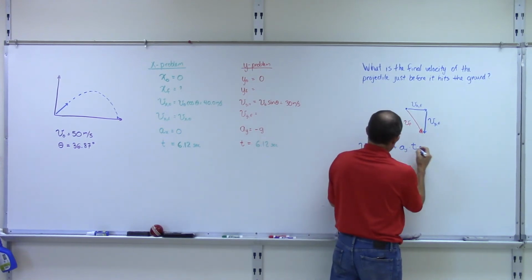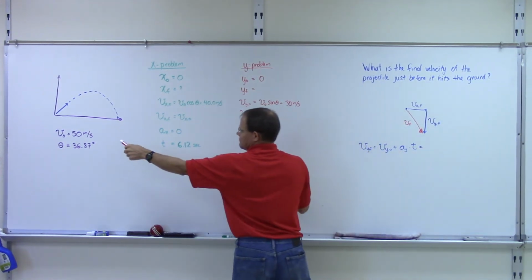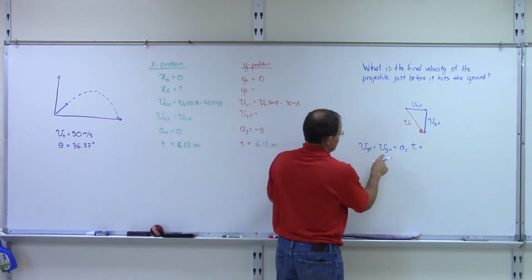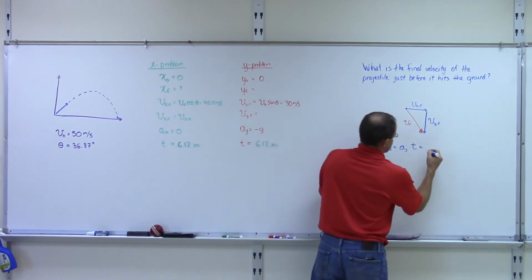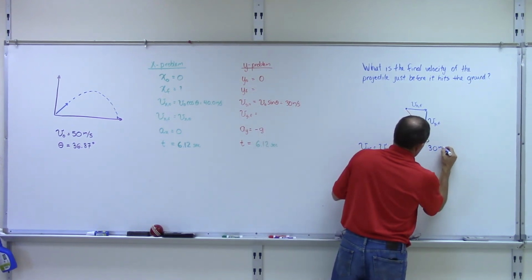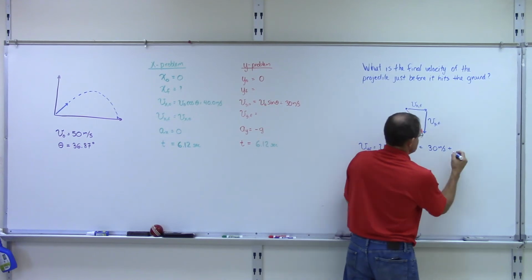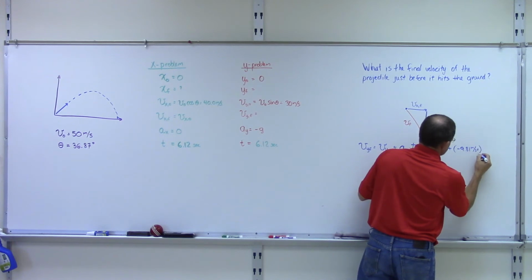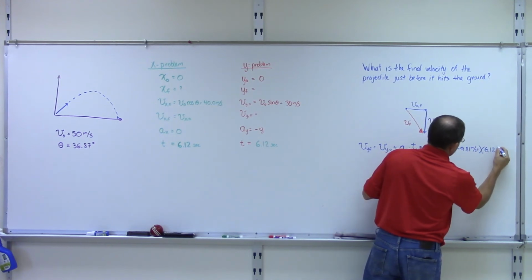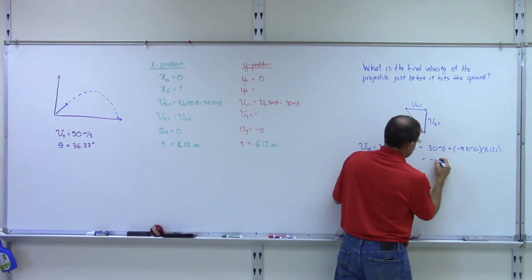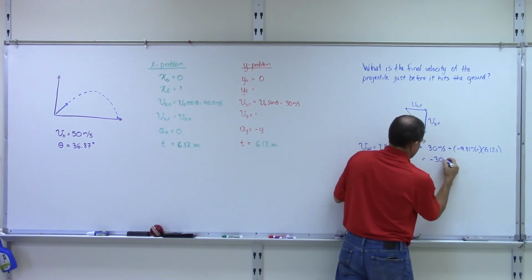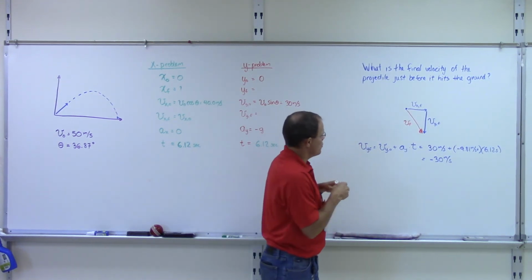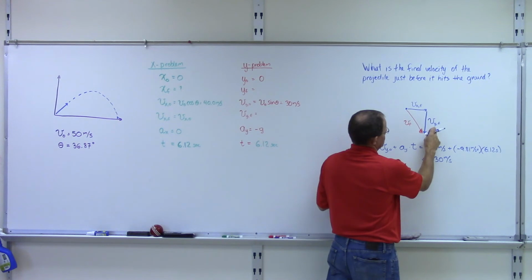So for this problem, the one I'm solving, where I launch it at 50 meters per second at 36 degrees, the velocity in the y direction initial was 30 meters per second. So this is going to be 30 meters per second plus the acceleration in y, which is negative 9.81 meters per second squared, times the time, which was 6.12 seconds. And all that tells me that the velocity in the y direction final is negative 30 meters per second. Okay? Which is pretty easy. So that is what we call the velocity in the y direction final.